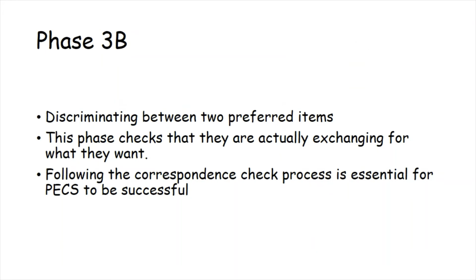Phase 3B is very similar, but this time you are discriminating between 2 preferred items. So this phase checks that what they're exchanging for is actually what they want. So we use something called a correspondence check, and it's very, very essential for PECS to be successful.